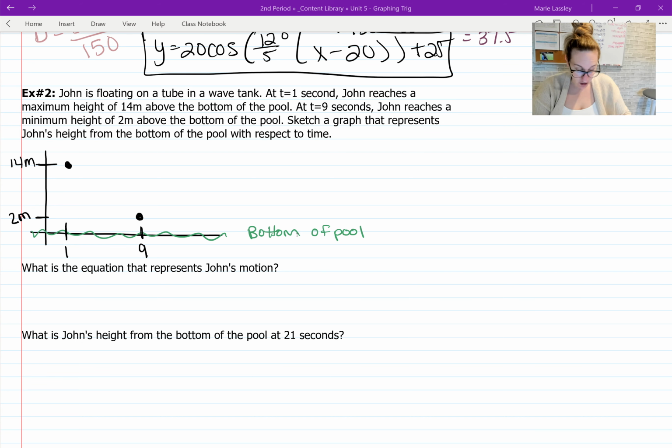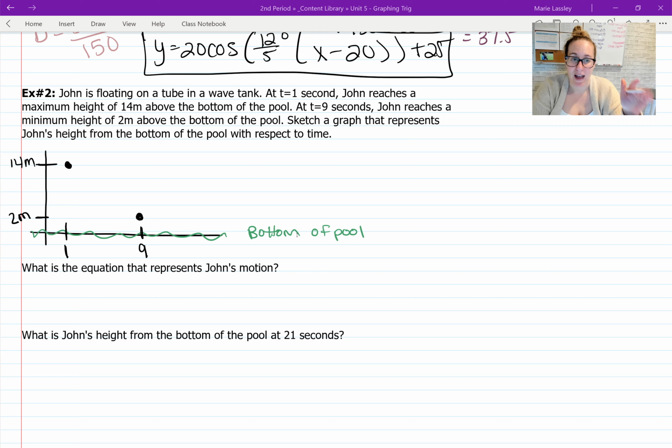All right, and that's all it gives us. So then it just says, sketch a graph that represents John's height from the bottom of the pool with respect to time. Okay, so it didn't actually give us very much information. It didn't tell us how often he does a revolution, like the last one told us every 5 minutes or whatever. We don't have that. We only have this. This is it. All right, so we have to know a little bit about our trig graphs. Okay, so we have a max point and we have a min point.